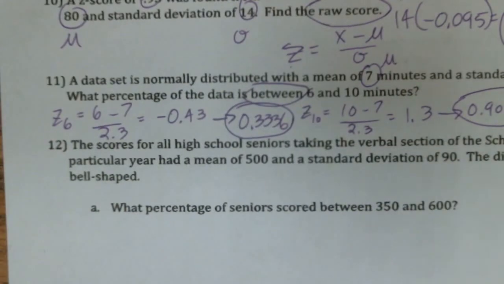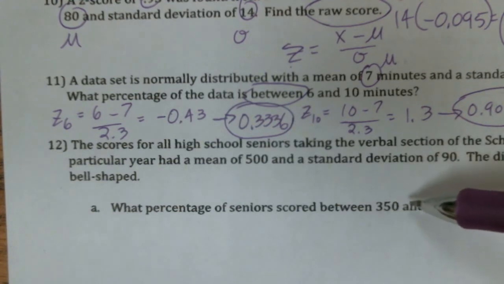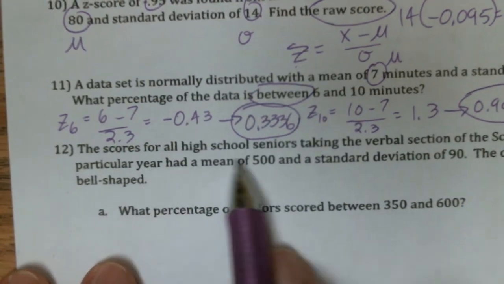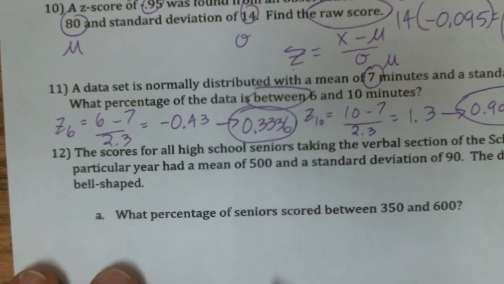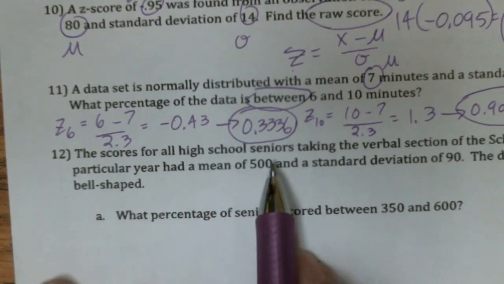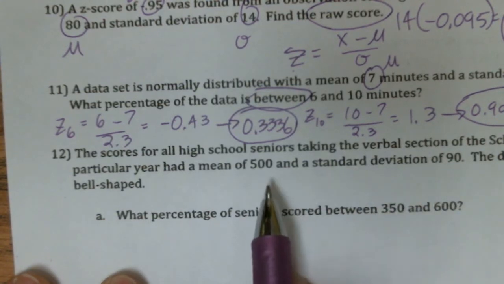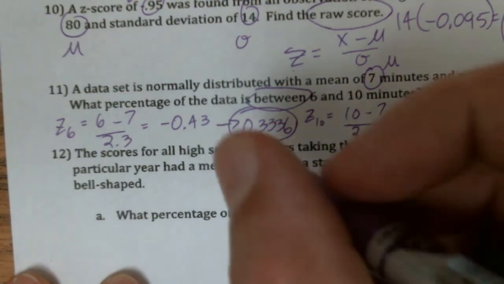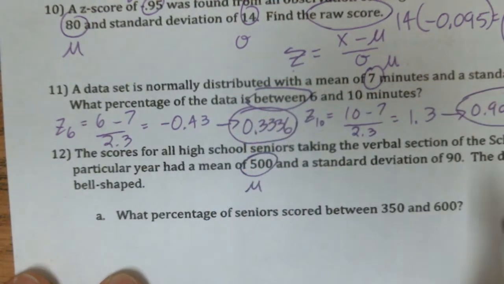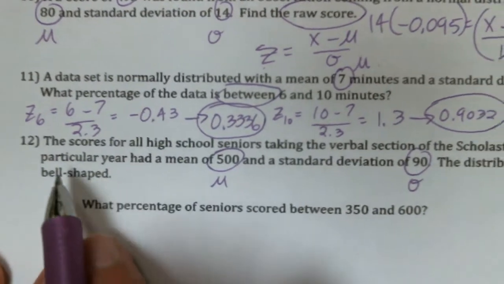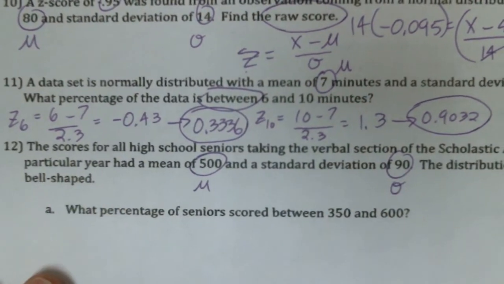Okay, number 12. What percentage of seniors scored between 350 and 360? This is literally what we just did, same as that problem, it's just a different scenario. We've got some seniors taking a section of the SAT, and we had an average of 500, that's our mu, and a standard deviation, that's our sigma, of 90. And it's telling us that it's bell-shaped, so we can use the empirical rule.